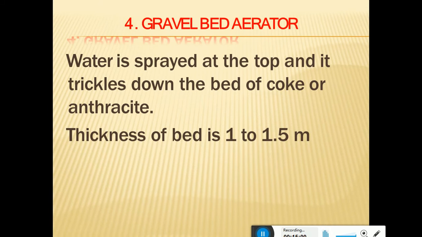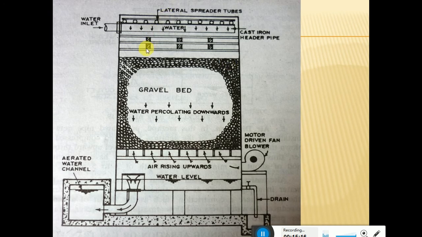We have one more type of aerator called the gravel bed type of aerator. Here water is sprayed at the top and it trickles down the bed of coke or anthracite. The thickness of the bed is about 1 to 1.5 meter. You can see here the water will be allowed through this plate, and this will usually be a cast iron header pipe, and we have the lateral spreader tubes like this arranged at the top of this inlet pipe.